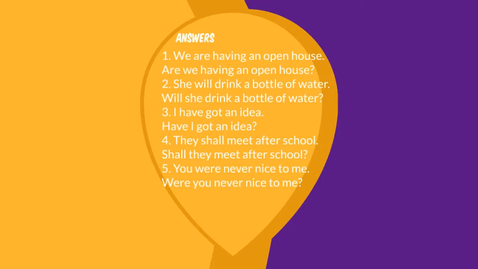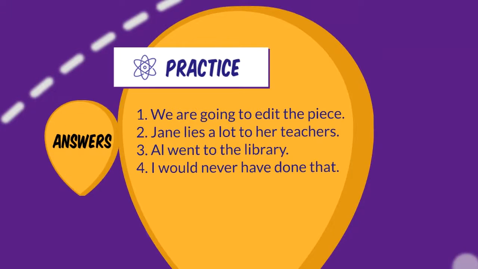In sentence 2, subject she, verb will, so will she drink a bottle of water? In 3, first verb is have, subject is I, have I got an idea? In 4, they shall meet after school, first verb of the sentence is shall, subject is they, shall they meet after school? And in 5, first verb of the sentence is were, the subject is you, were you never nice to me? So that's the whole thing basically.